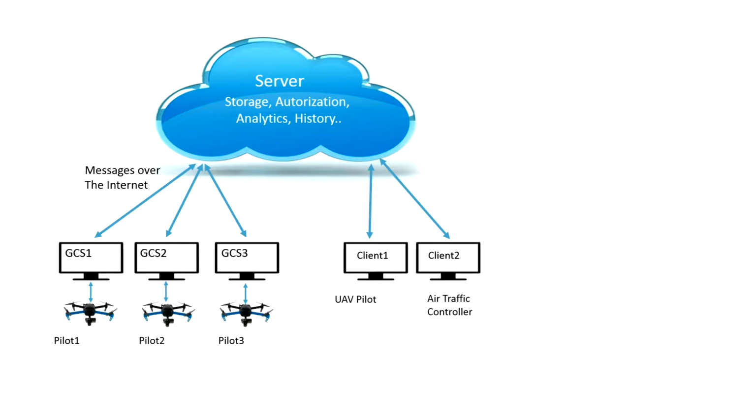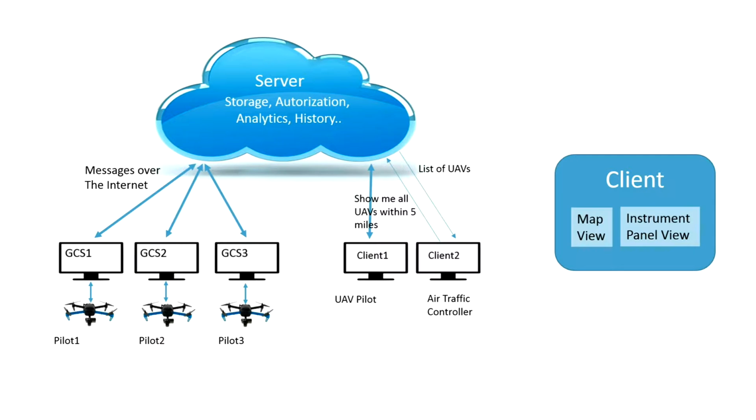A client enables a user to submit search queries to the server. For example, an air traffic controller running our client could say, "Show me all UAVs flying within 5 miles of my airport," and receive a list of all small UAVs that meet the search criteria. The client can also implement dashboards for visualizing the telemetry information. For example, an instrument dashboard for visualizing the orientation, heading, and altitude, and a map to show the position of the small UAVs. Let us now consider some important features of our system.